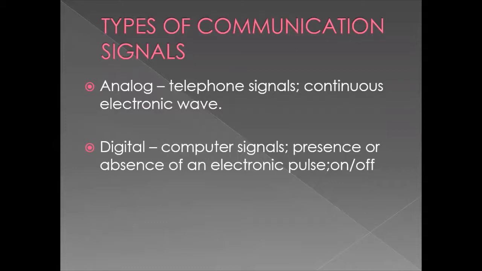Now, as I was saying, analog and digital signals. Analog signal, remember, is used for telephone signals. It is a continuous electronic wave, whereas digital signal is used for computer signals, right? Presence or absence of an electronic pulse, on or off. So those are the two types of signals, right?